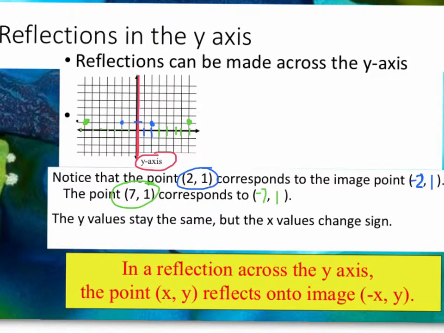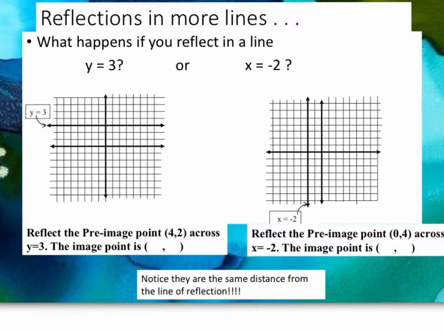And so, yes, in a reflection across the y-axis, the point x, y reflects onto image negative x, y. So you're just changing the sign of the x value for a reflection on the y-axis. So that's basic. We looked at reflections of x and y-axis. What happens if our line is different than just the axis? The same idea is still the same thing in mind.